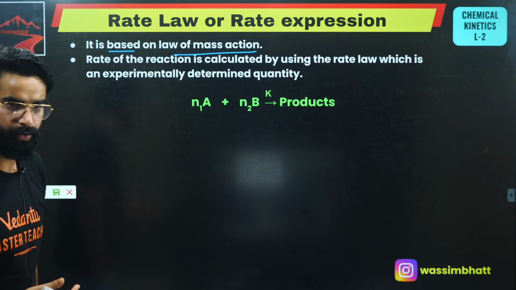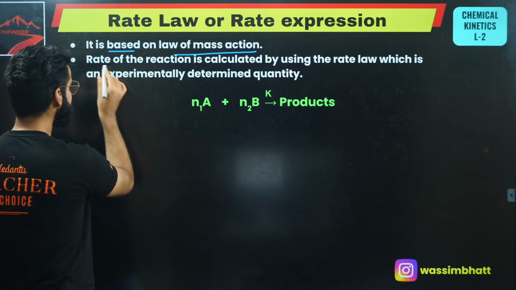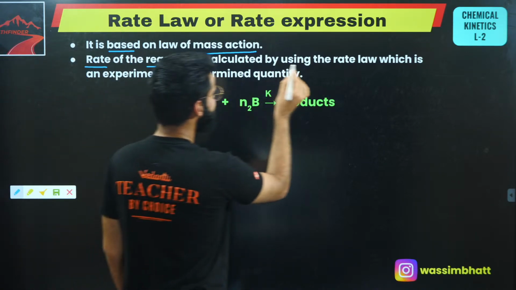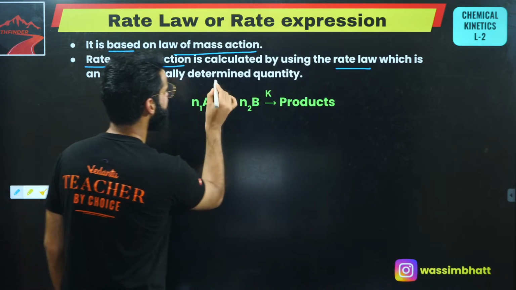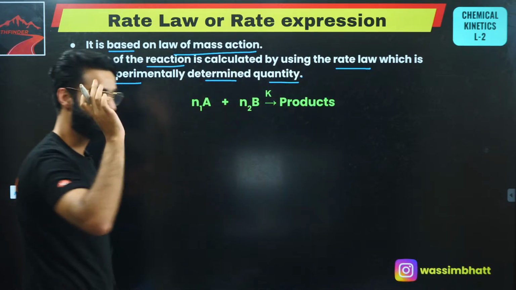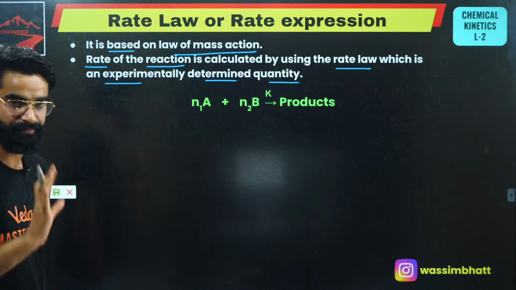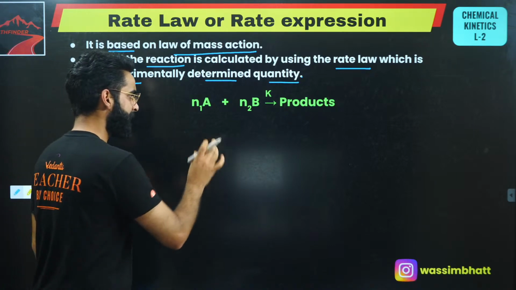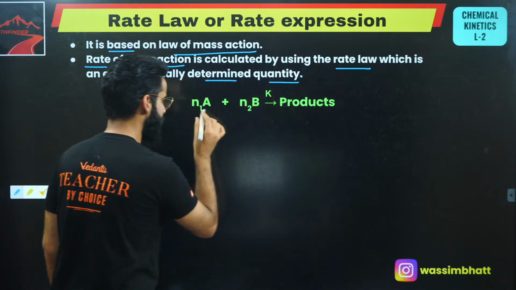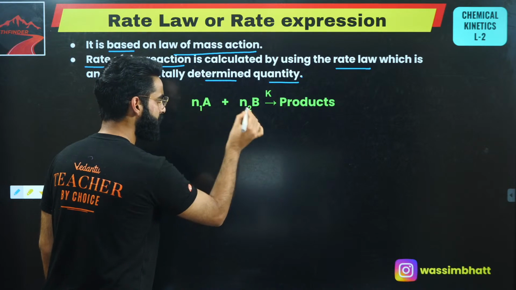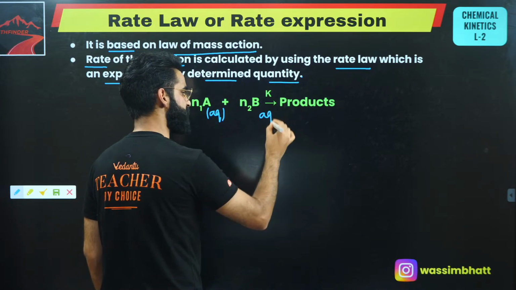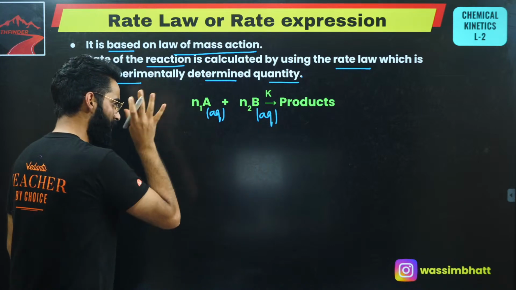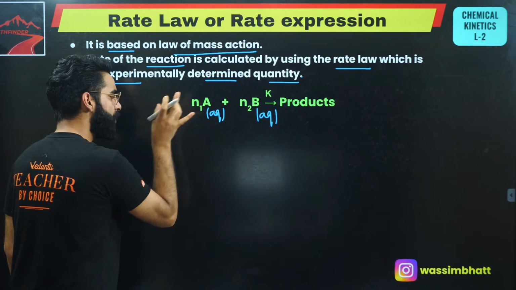As per rate law, the rate of the reaction is calculated by using the rate law, which is an experimentally determined quantity. What does it mean? Understand properly. I'm given a balanced chemical equation. The stoichiometric coefficient here is N1, here is N2. Let's assume A is in aqueous form, and B is again in aqueous form.